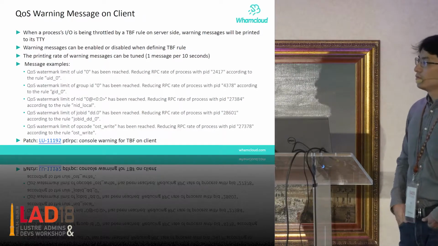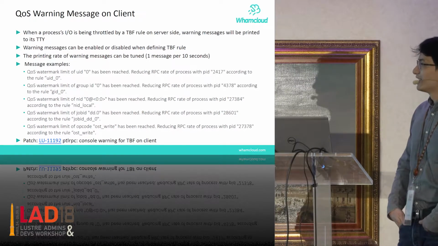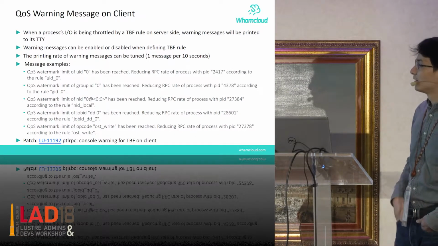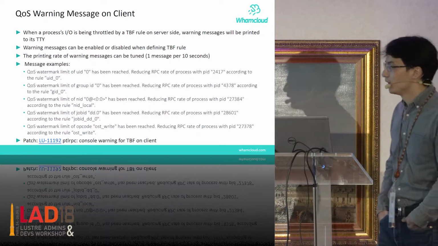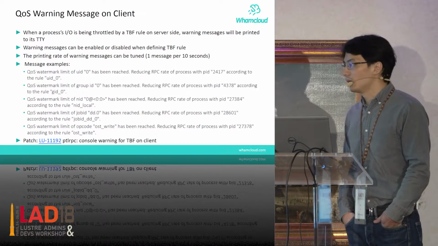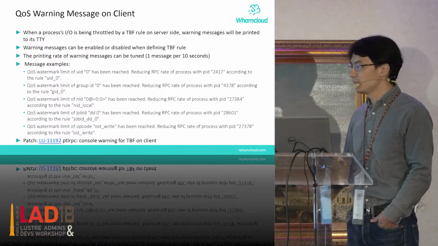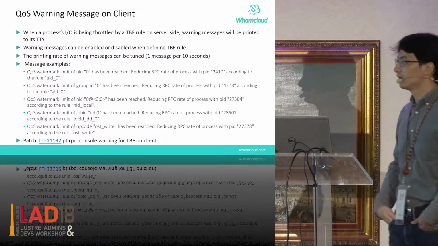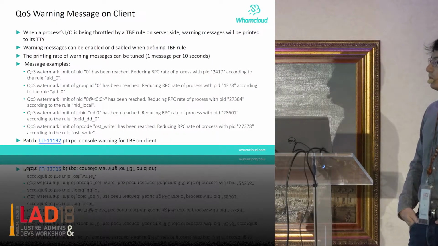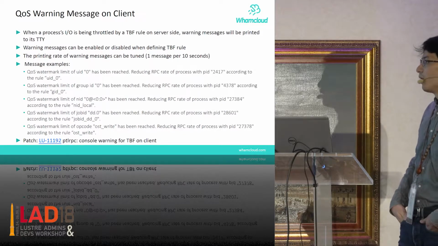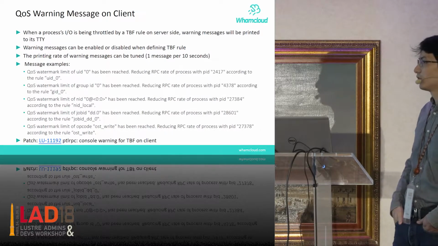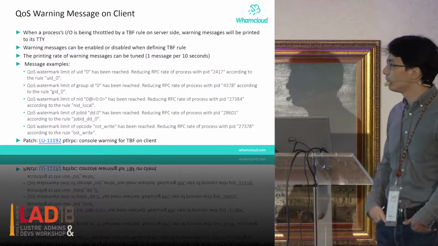But in order to implement this, we implement another mechanism for Lustre. It is called the QoS warning message on client. The idea is simple. Whenever we enforce a TBF policy on the server side, we want to print some notifications to the user's TTY if they are throttled by that TBF rule.